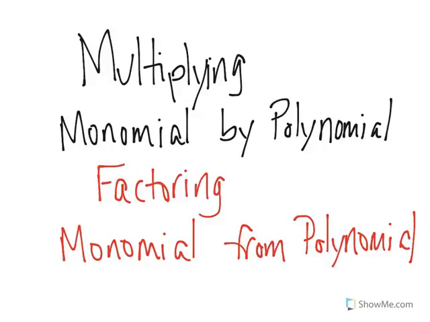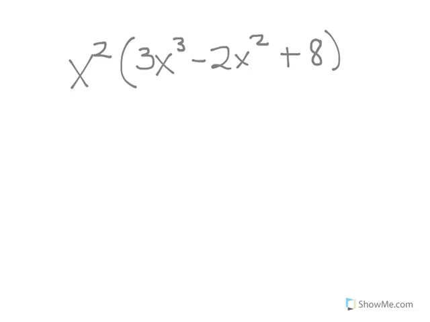In this lesson, we're going to learn about multiplying a monomial by a polynomial, and we're also going to look at factoring a monomial from a polynomial. To multiply a monomial by a polynomial, we use the distributive property. And so we'll look at this example: the monomial x squared times the polynomial 3x cubed minus 2x squared plus 8.